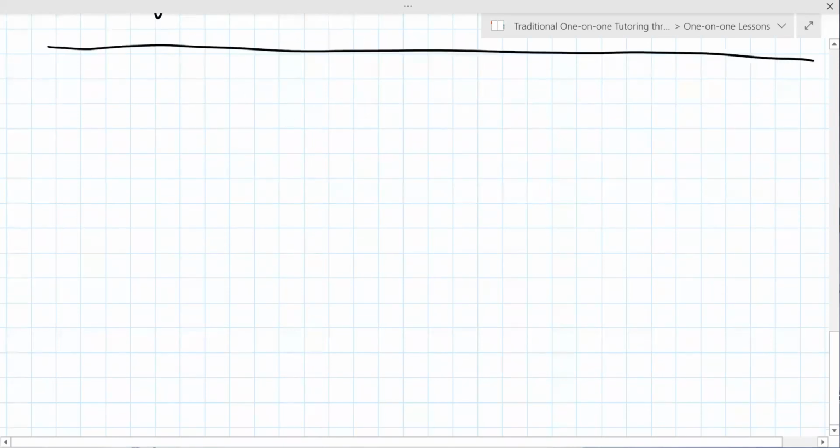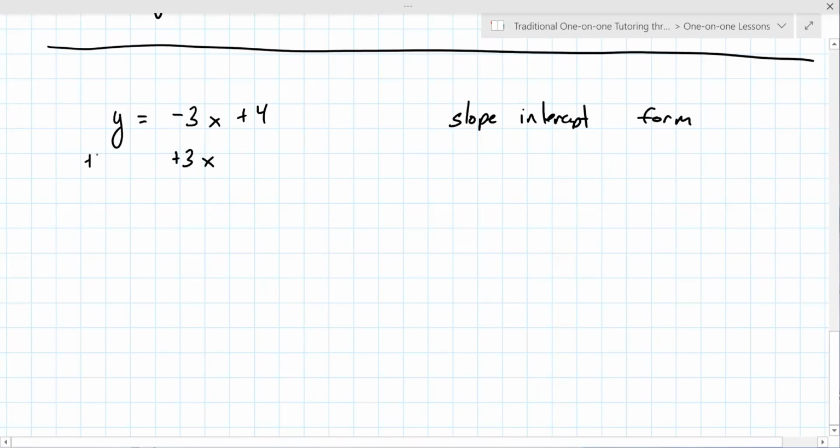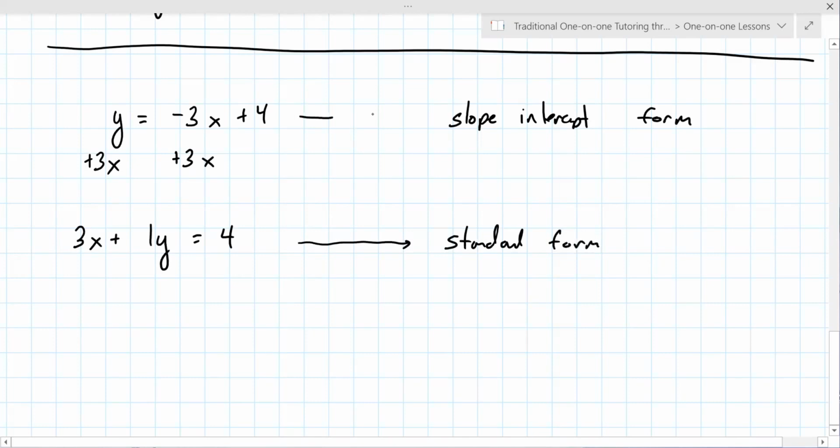Okay. So let's do something a little bit different. Is that okay? I think you understand that. So let's say I give you an equation, y equals negative 3x plus 4. This is in slope-intercept form. Okay. And I'm just going to do some steps here. I'm going to add 3x to both sides. So now it's 3x plus 1y equals 4. This is now in what is called standard form. Have you heard of that in class? Standard form. Yeah. Okay, so these are also equivalent.